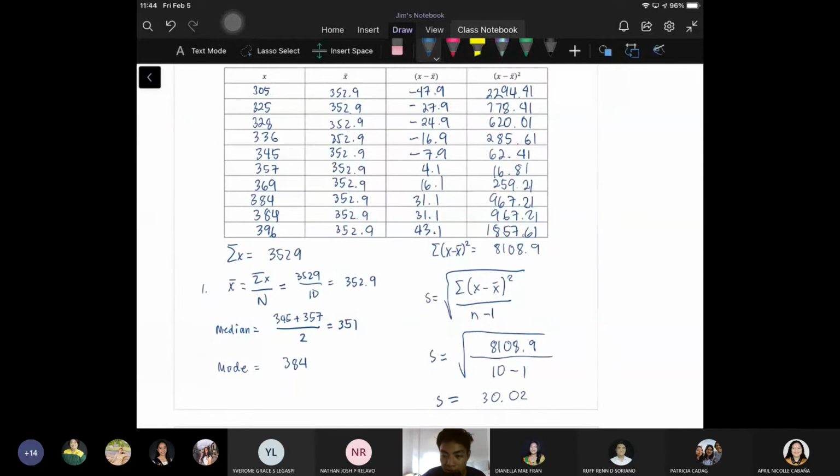Ang daming ginagawa, no? Kaya nga, stick around lang kasi I will teach you the calculator technique when solving for the standard deviation and how to do this in Excel. Okay? So, yan. Kung gusto niyo screenshot, go lang. Although, pwede nyo naman panoorin ulit sa YouTube.